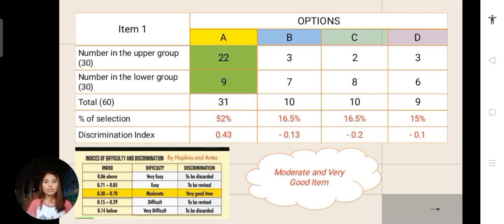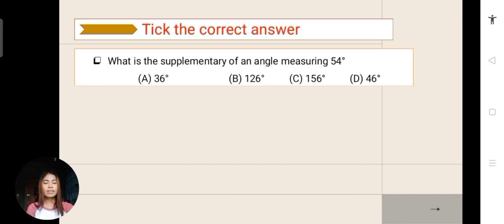So, all the other distractors, B, C, and D, are selected by more than 5% of the students. So, obviously, distractors B, C, and D can be considered fully functional distractors. So, here is the second example.